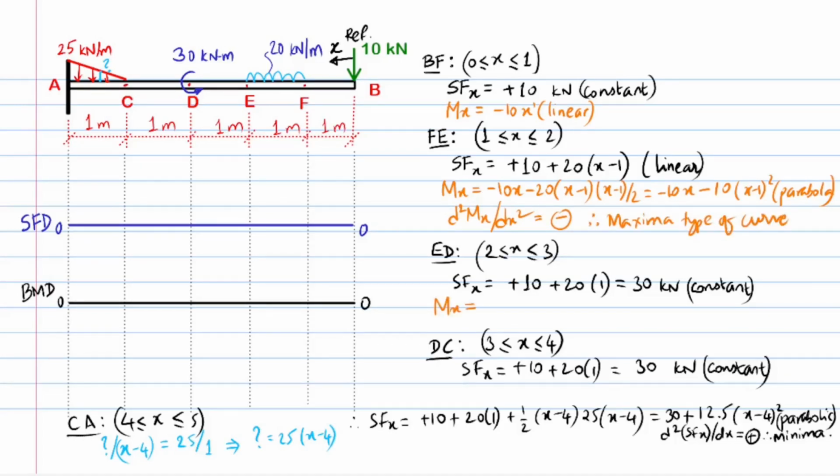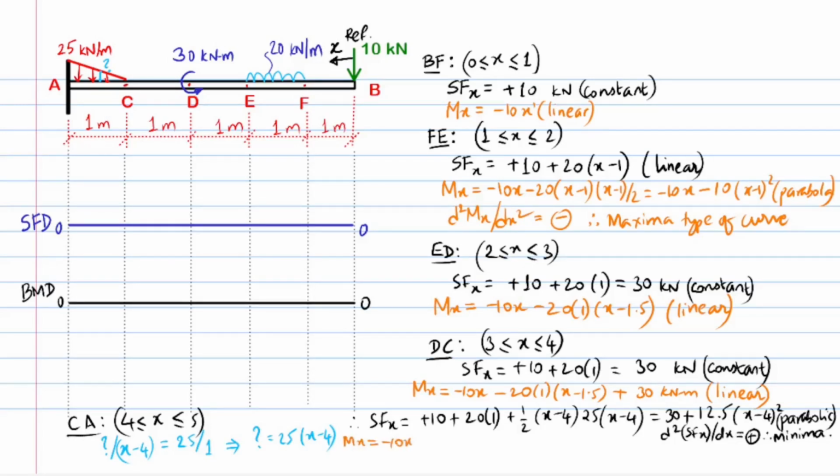For span ED, M at X equals minus 10 times X minus 20 times 1 times (X minus 1.5), which is found to be a linear variation over this span. For span DC, M at X equals minus 10 times X minus 20 times 1 times (X minus 1.5) plus 30 kilonewton meter at D for creating sagging bending moment at the section. This equation also is linear over the span DC.